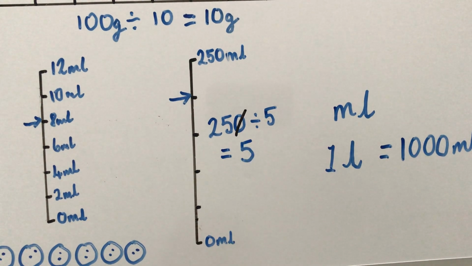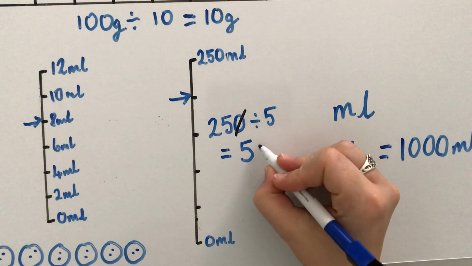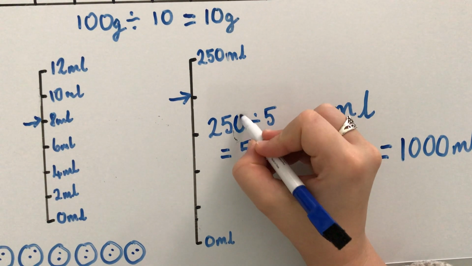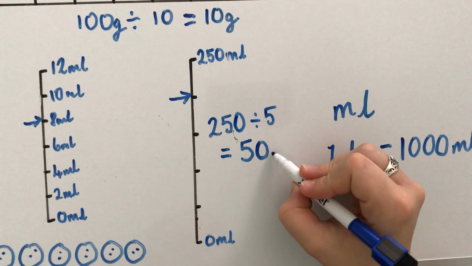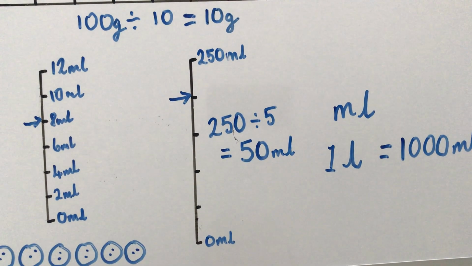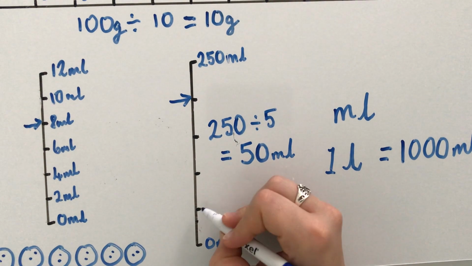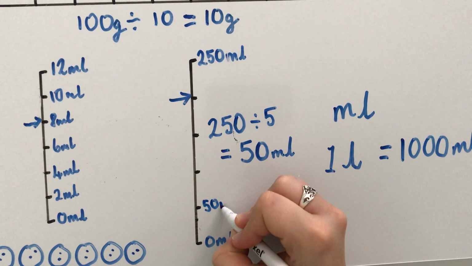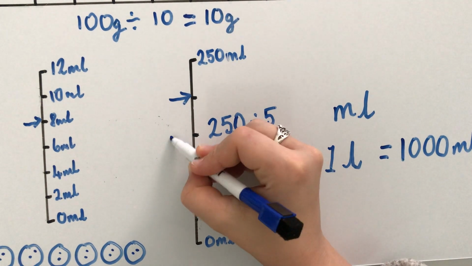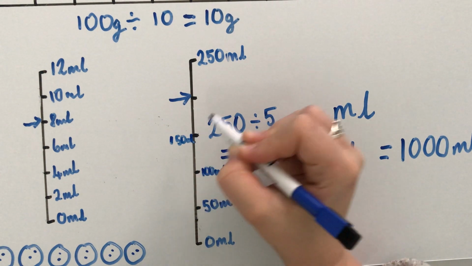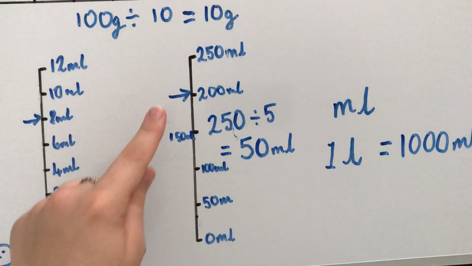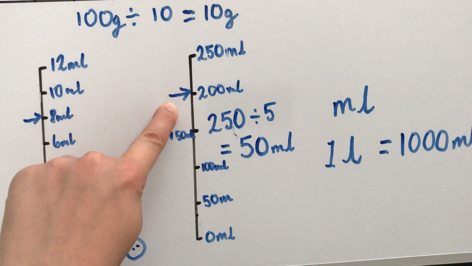But we've got to put our 0 back on, okay? We've got to put our 0 back on. So actually, 250 divided by 5 is 50 millilitres. Should we put them on our scale as well? So 50, 100, 150, 200, 250. Our little arrow is pointing to what number?